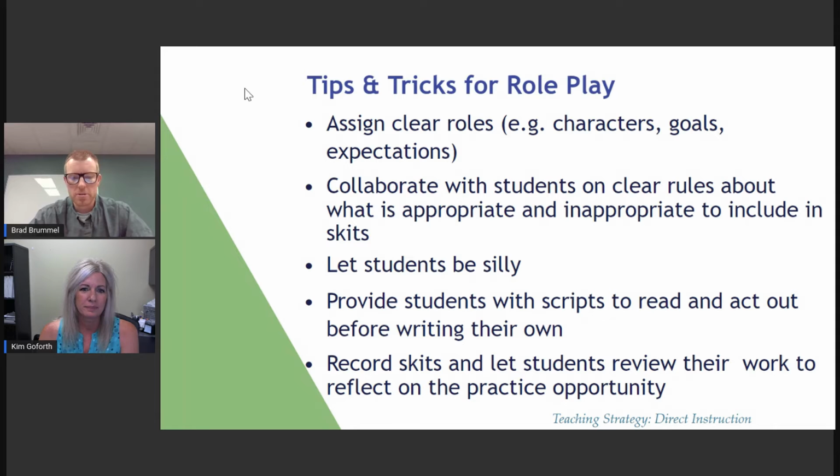So, Kim, you got any others? Yeah, I was going to hit on that too. It has to be set up in some of your classroom structures and routines. I wouldn't do role play on the first week of school, but really partner your kids well and get to know their personalities individually before you jump into this role play strategy. Yeah.